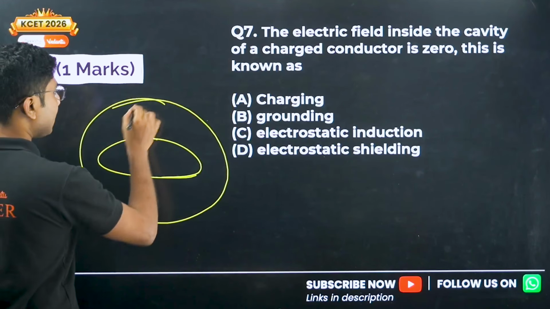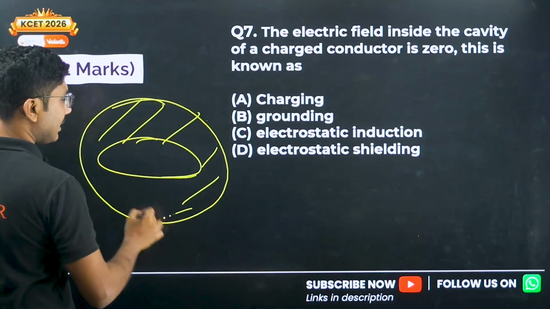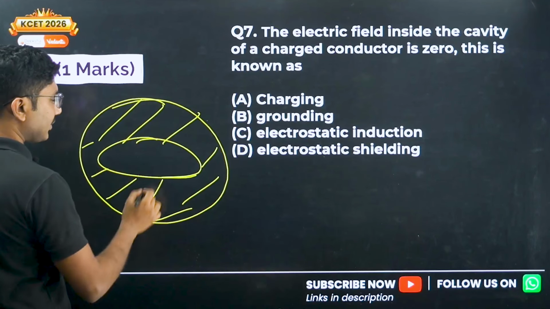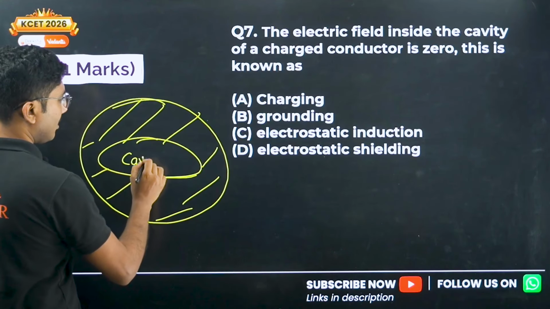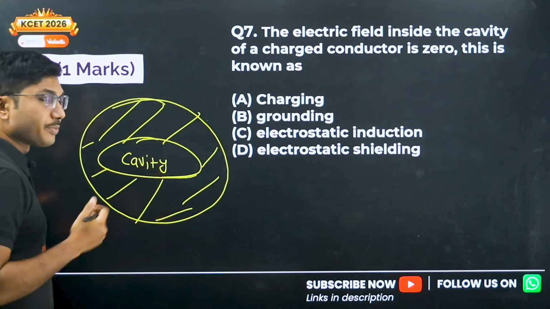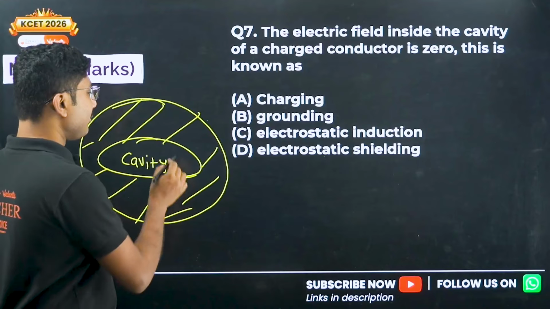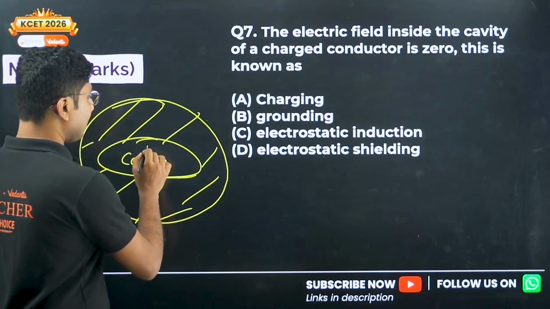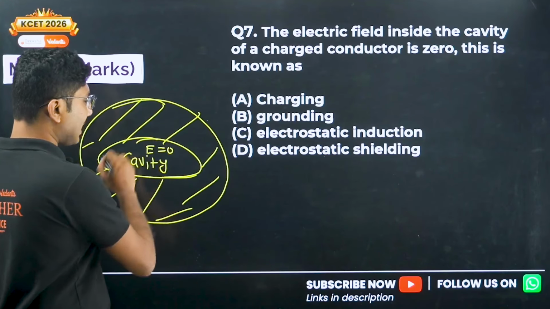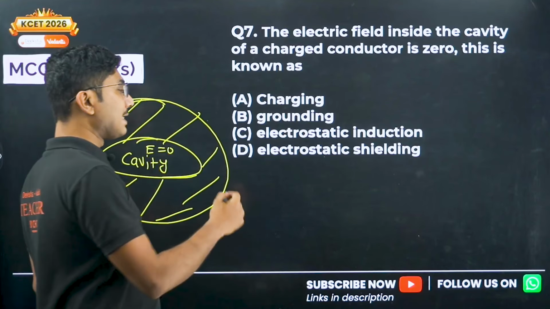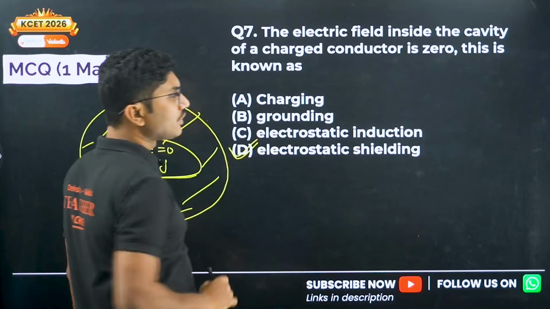So cavity means metal is there outside, but there is no metal inside. This is called a cavity. Cavity means a hollow space where nothing is there. Now if you measure the electric field inside this cavity, it will always be 0, and that is called electrostatic shielding.